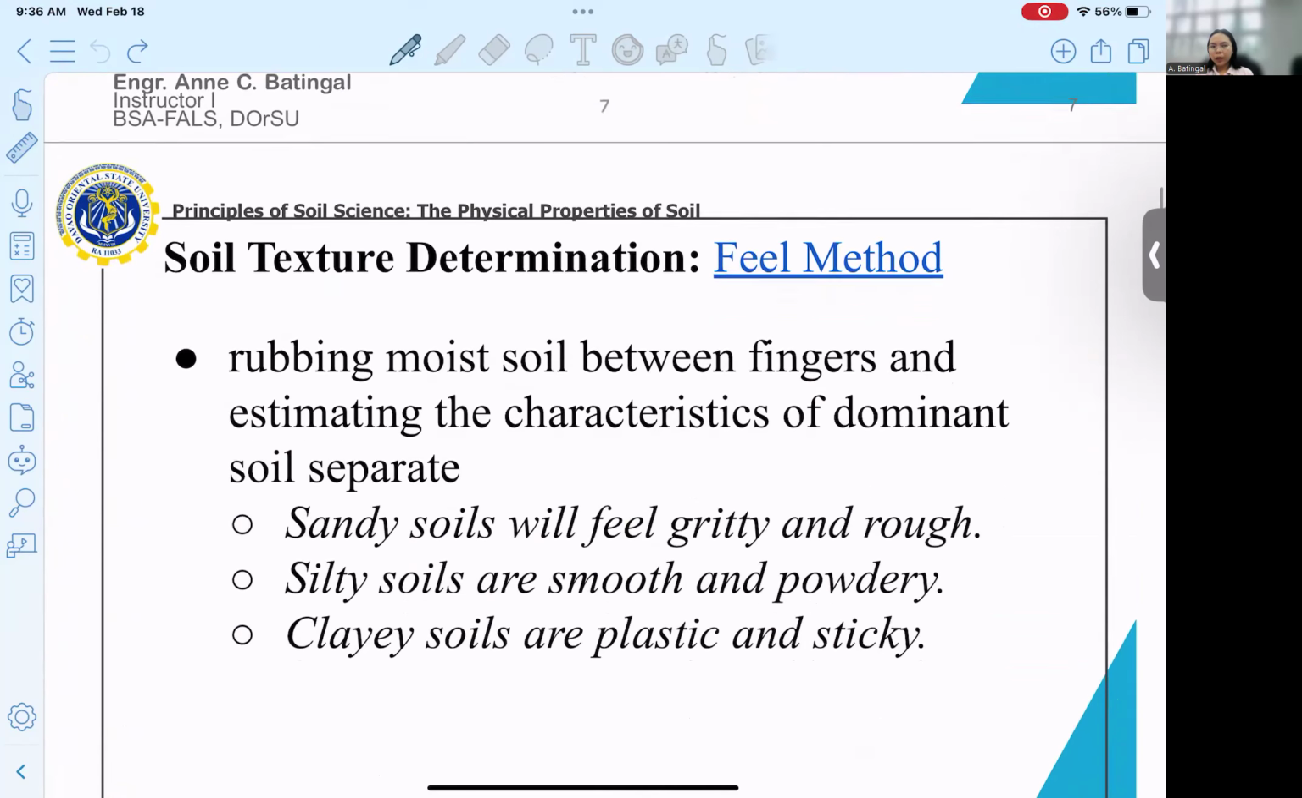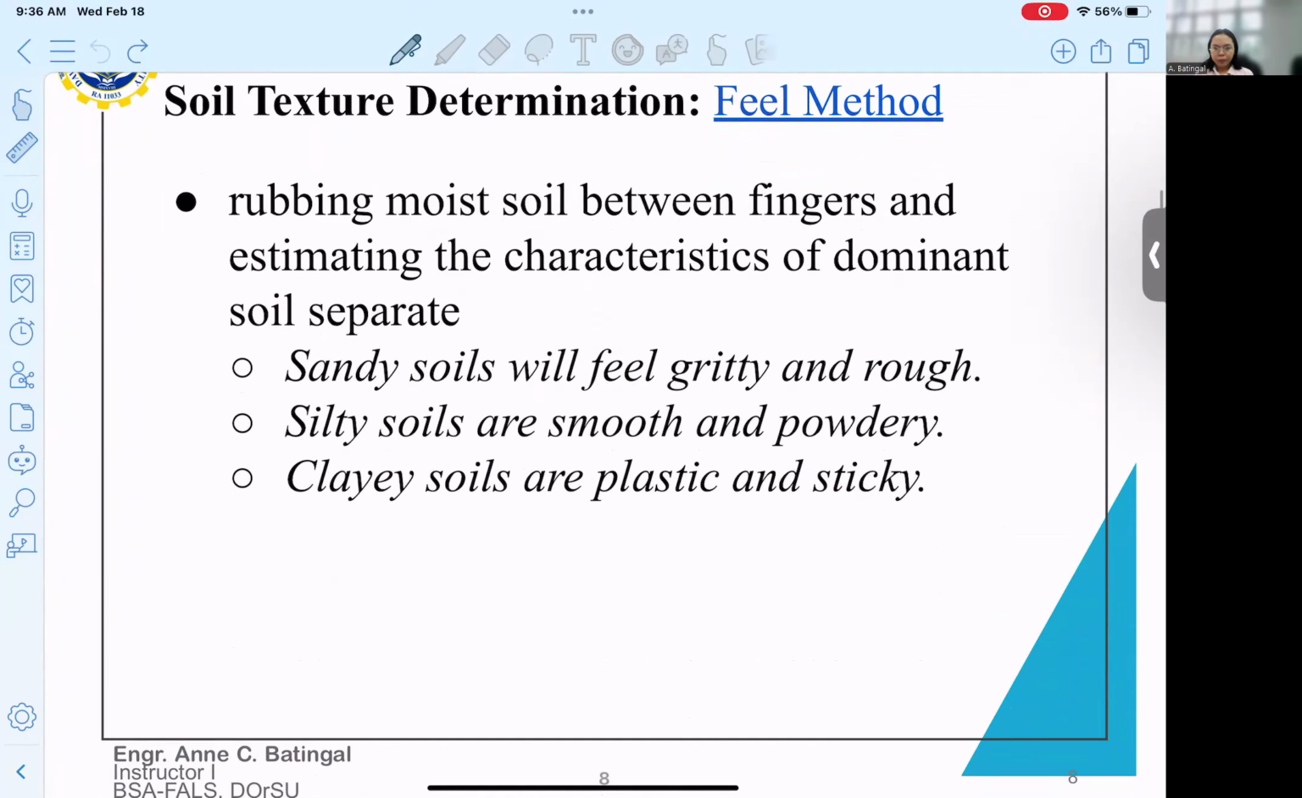Now, how do we determine your soil texture? So, kapag sa field, you can have two methods kapag dili mo siya i-quantify. It can be via feel method or pwede po siya your roll method. Now, kapag feel method, what you will do is that you rub moist soil between your fingers and you estimate the characteristics of the dominant soil separate. So, simply just i-feel lang nimo ang imong soil na naa.